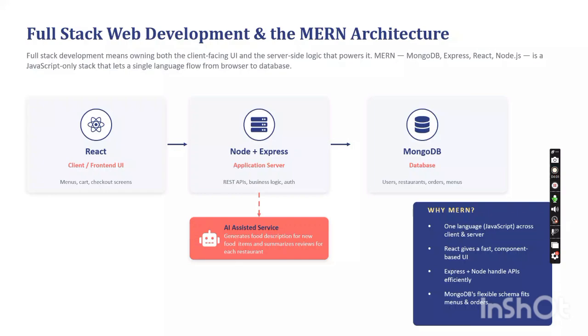On the right, I have also noted why I chose MERN for this project. A single language across the stack, a fast component-based UI with React, efficient API handling with Express and Node, and MongoDB's flexible schema, which works well for menus and orders that don't always follow a fixed structure. And let's move on to the next slide.